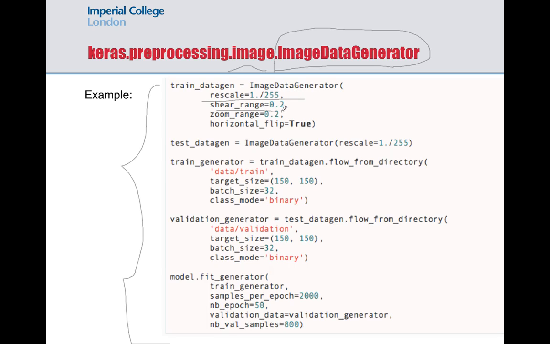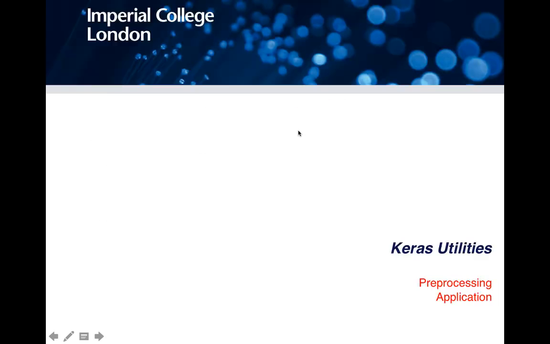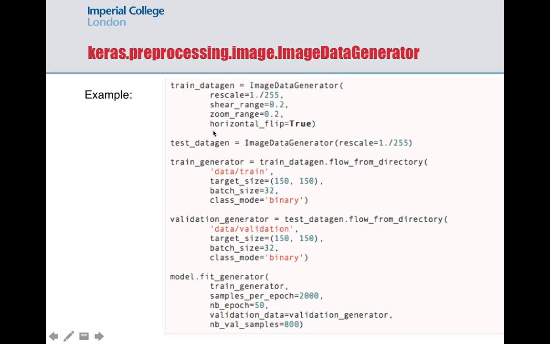The shear range is the angle you want to shear. The zoom range is about zooming in or zooming out. And horizontal flip, just like I said here, is just flipping your image. This way, it will do it automatically.